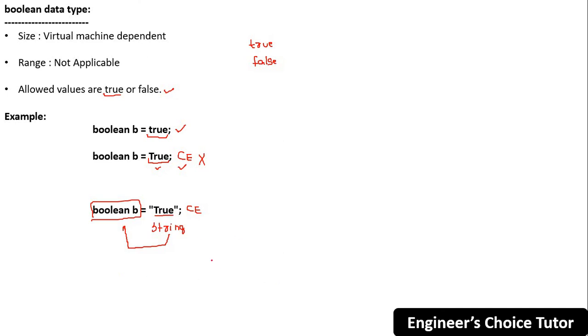So you will get what? Compile time error here. Now the last one. Boolean b is equal to 0. Fine. This 0 is of what type? Int type. Again, you are trying to assign an integer data to the Boolean.